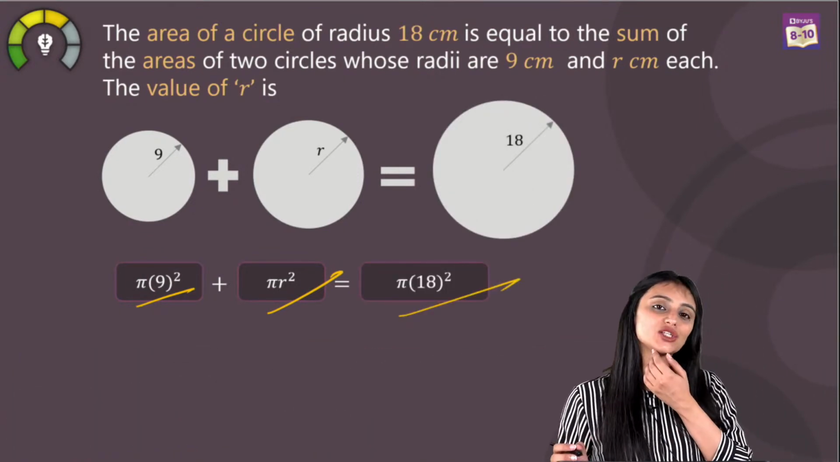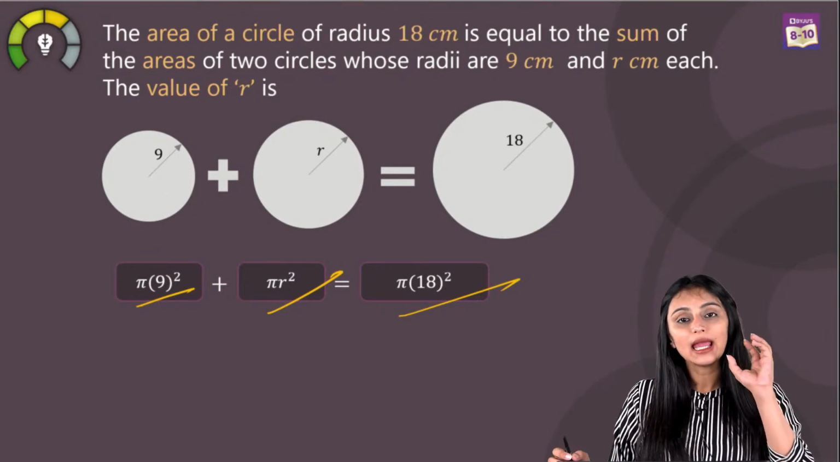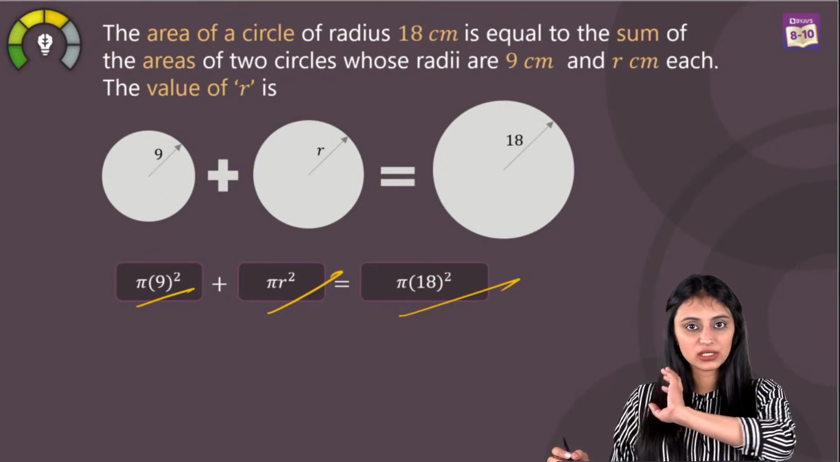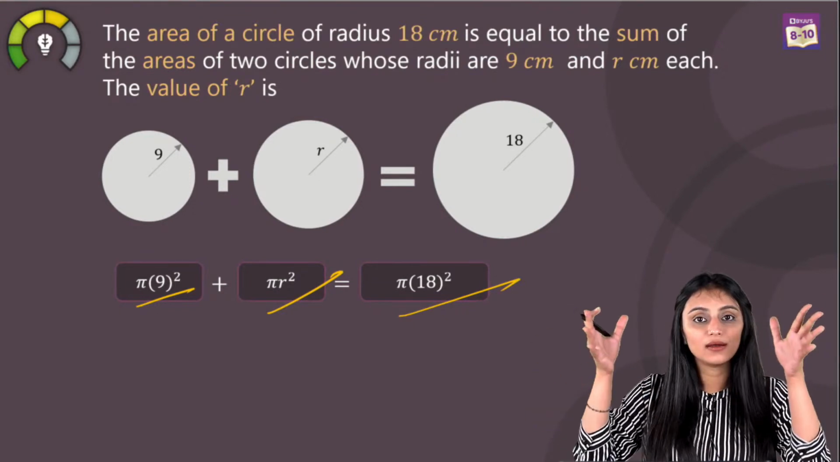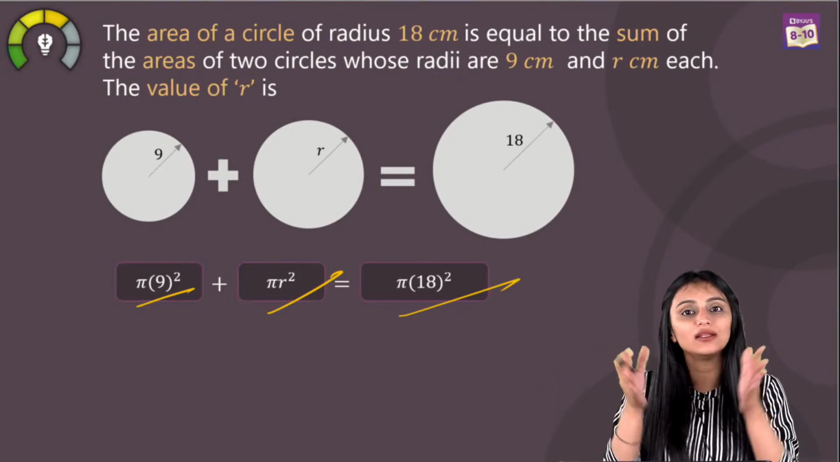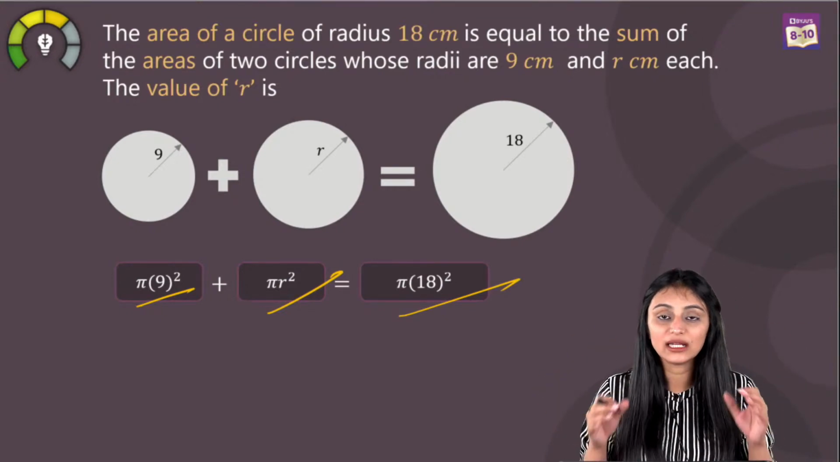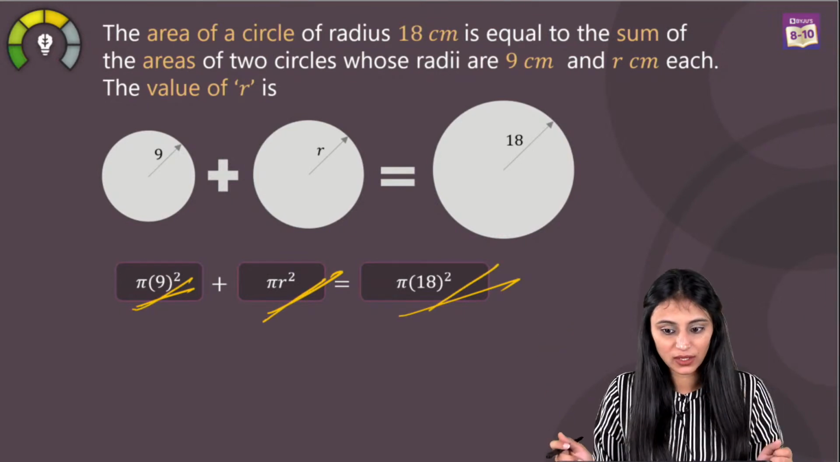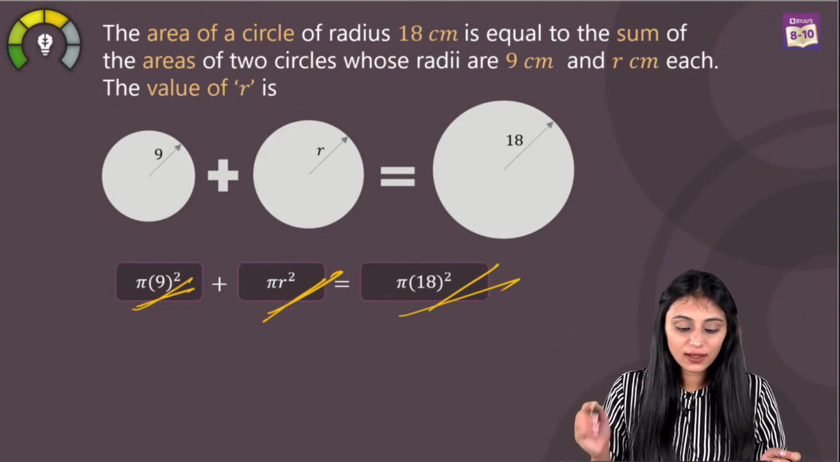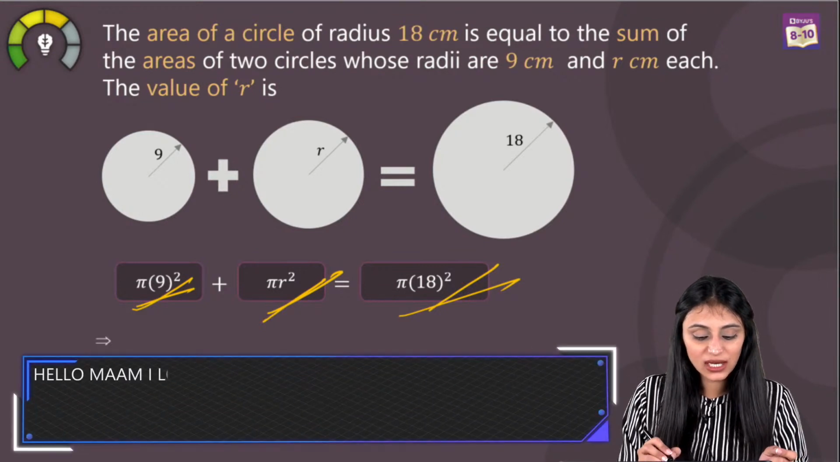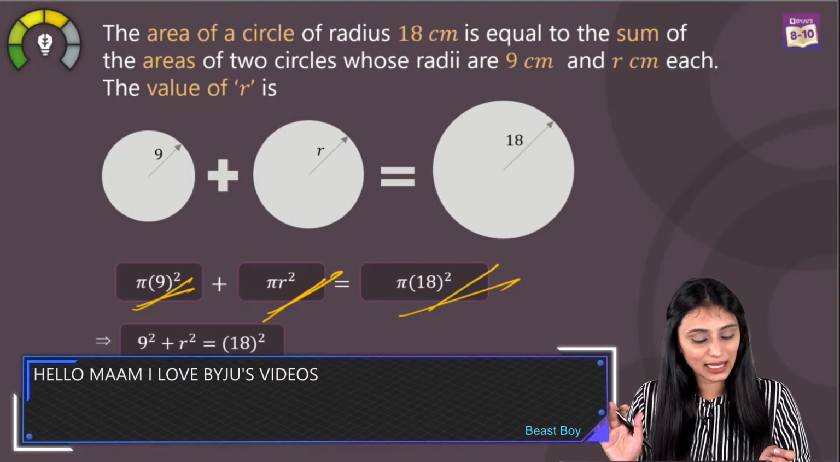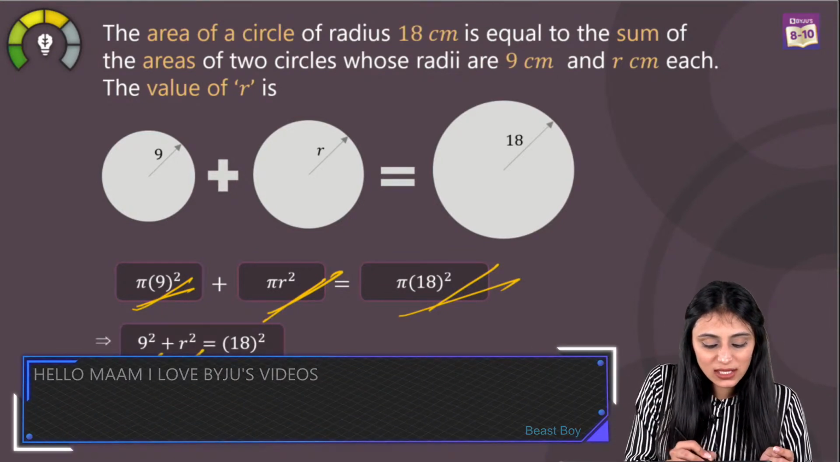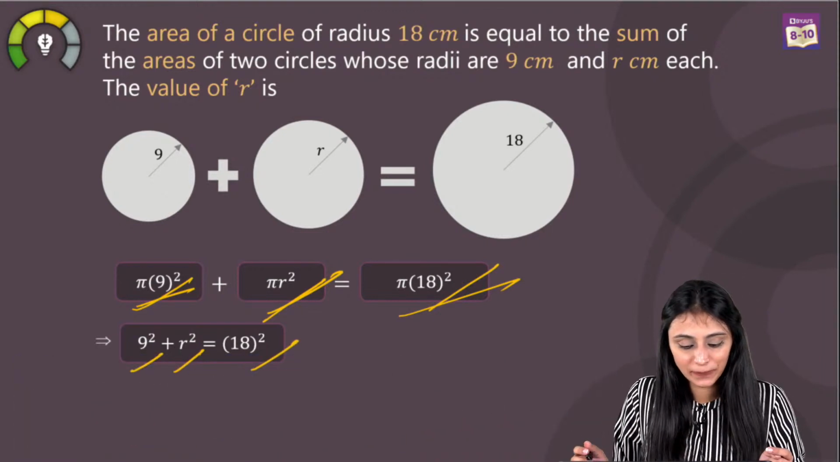In these kinds of questions, sometimes I have seen that students find out the area of these different circles separately, then simplify each one of them and then put the values here. Don't do that, it will take a lot of time. Simply put it in terms of pi together, and from here if I take pi common, the pi will get cancelled out. We have 9 square plus r square equal to 18 square, correct.